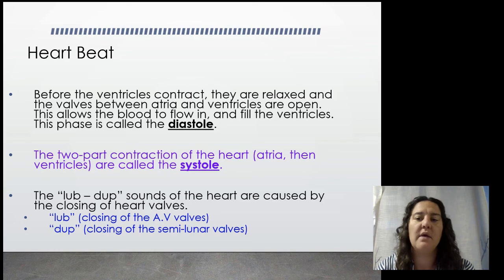In the two-part contraction of the heart, first the atria, then the ventricles contract, and this is called the systole phase of the heart. The sound we hear from a heartbeat, lub-dub, is the sound that the heart makes when the valves are closing. So the first sound we hear is the atrioventricular valves closing. Now this is the valves between the atria and the ventricles, preventing blood from going back up into the atria when the ventricles contract. And then the dub sound you hear is the closing of the valves from the right ventricle to the pulmonary arteries, and then from the left ventricle to the aorta. So we hear the sound of the valves closing to prevent, again, that backwards flow of blood.